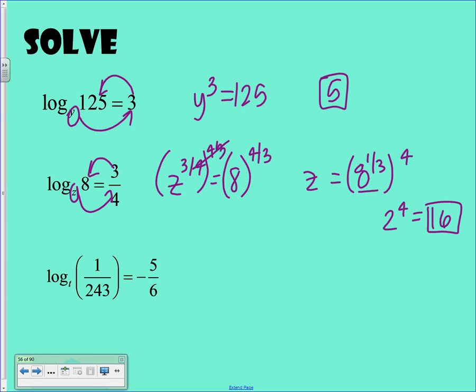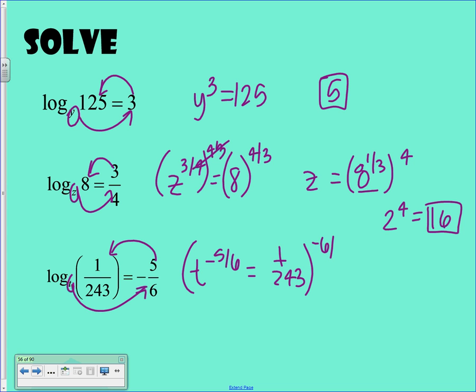And our last example here looks a little tricky. Again, just start with your same first step. Go step by step. You guys can do it. So t to the -5/6 equals 1/243. Same circle. Again, to get rid of a power, you have to raise each side to the reciprocal. So that means I'm going to raise each side to the -6/5. Make sure that you realize that's an exponent. You're not multiplying it.